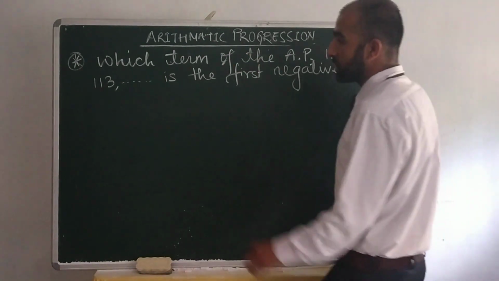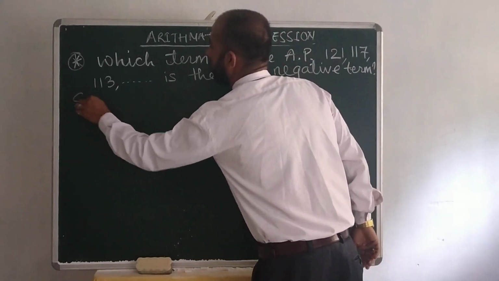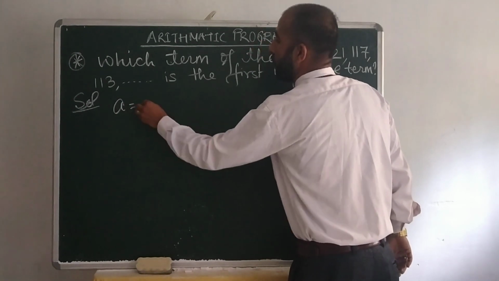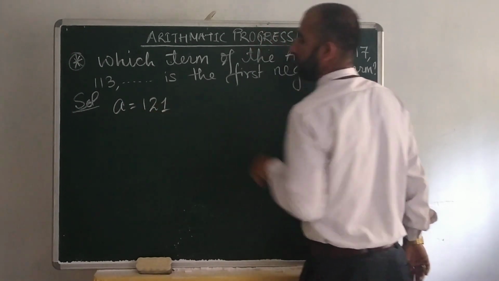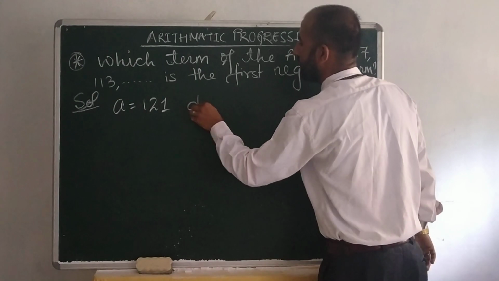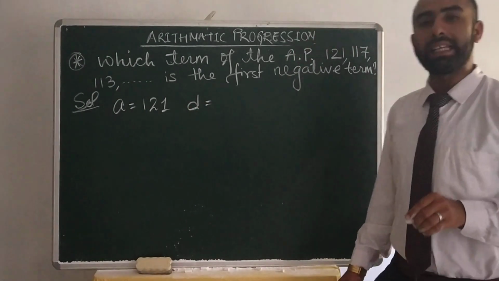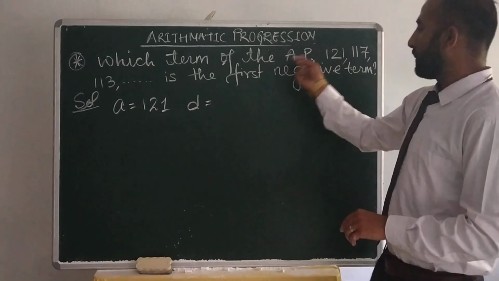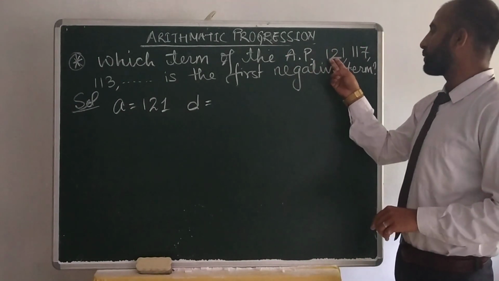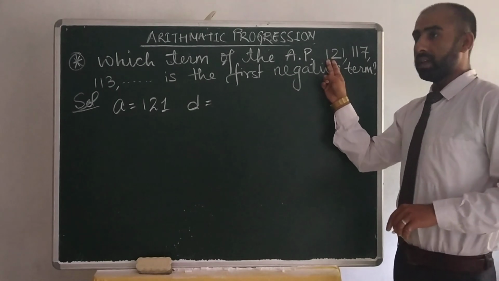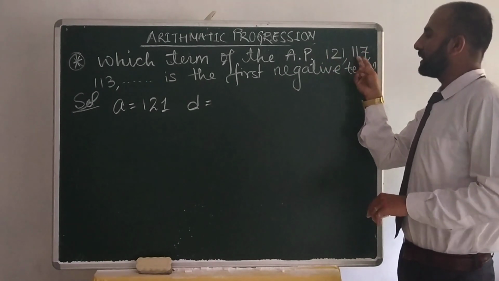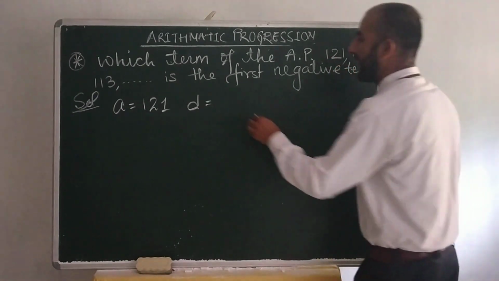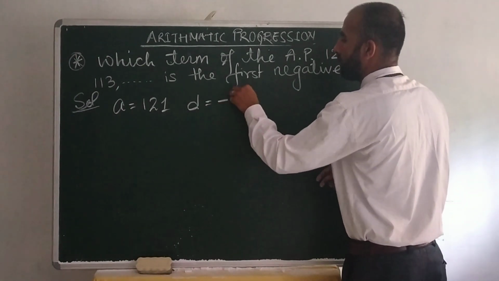Okay, let's see. So here the first term is 121. What is the common difference? Here once again I'll make it clear that common difference means second term minus first term. Please do not go for the bigger number and subtract the smaller number from the bigger one. Always go from second term minus first term. That is 117 minus 121, that will give you minus 4.